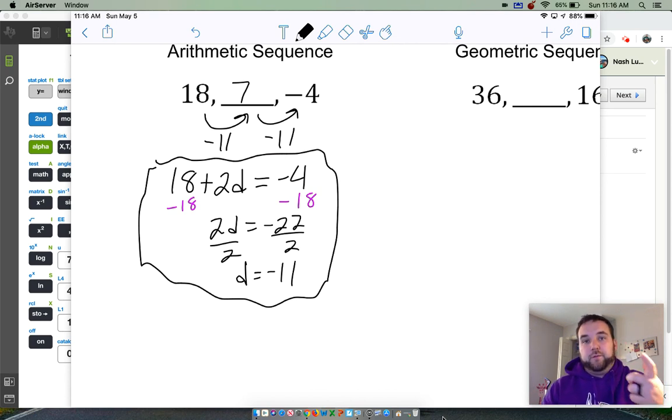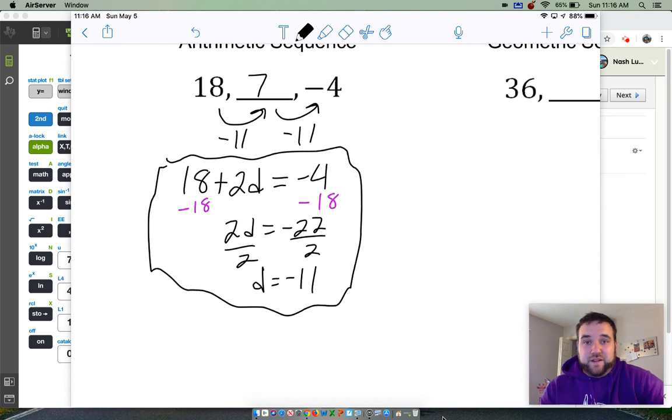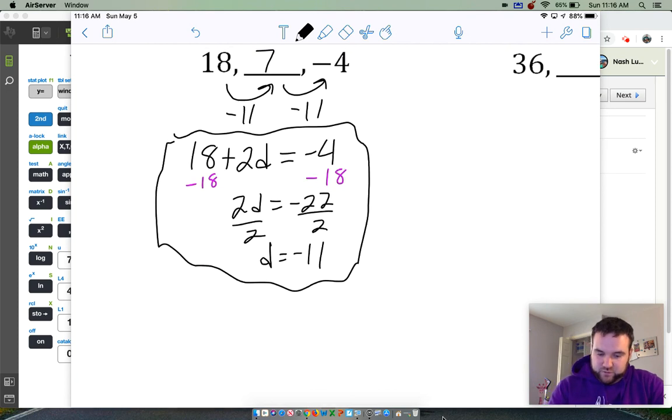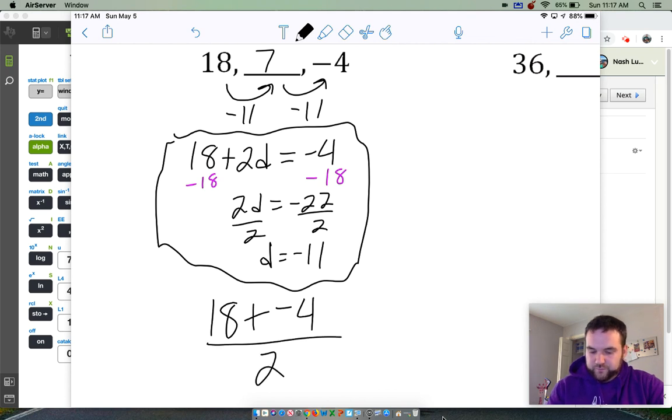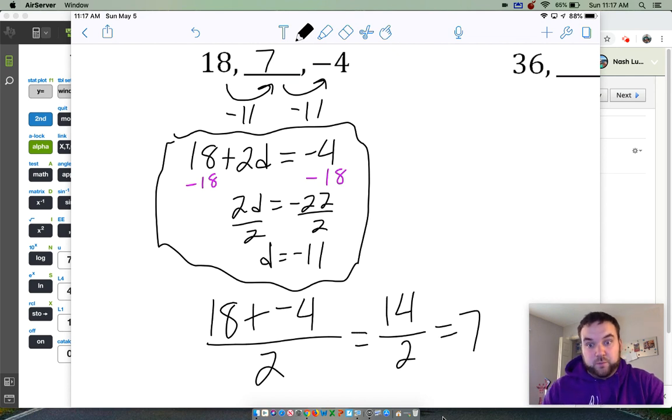The other way to do it, if you're just missing a term, is to find the arithmetic mean, or basically to find the average, what you've learned as the average. And to find the average of 2 terms, I could take 18 and add negative 4, and I'm going to just divide that by 2. So 18 plus negative 4 is 14. 14 divided by 2 is 7, which is our missing term.